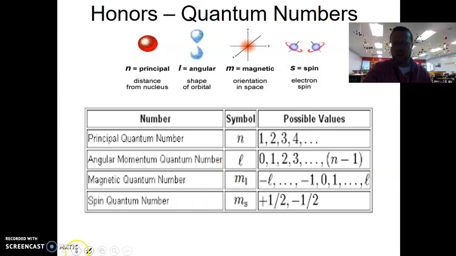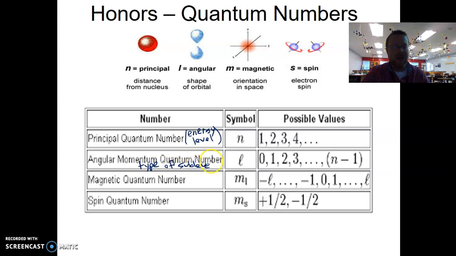If we take a look at this in the context of what they really mean in terms of electron configuration, n is the principal quantum number. This is the energy level. So if we're talking about electrons that are in the 3rd energy level, n is 3. l is the angular momentum quantum number. Now, this is like the type of sublevel.